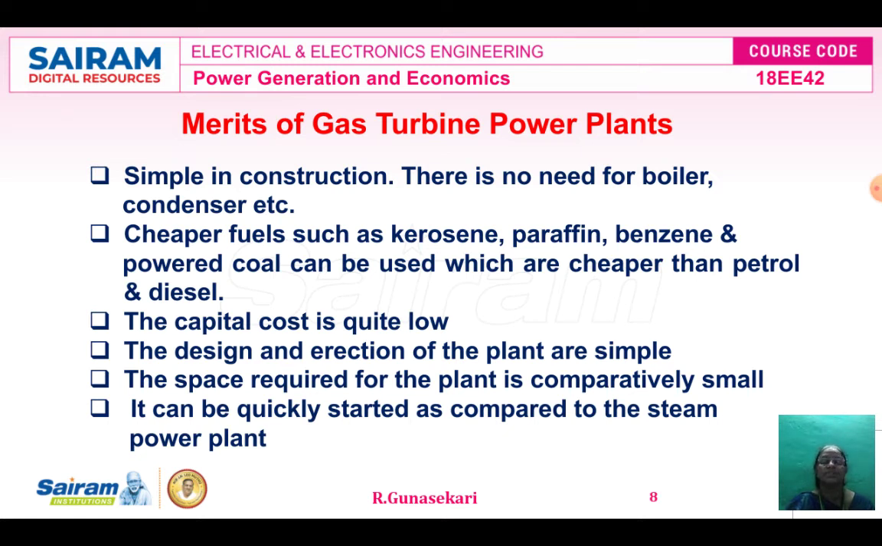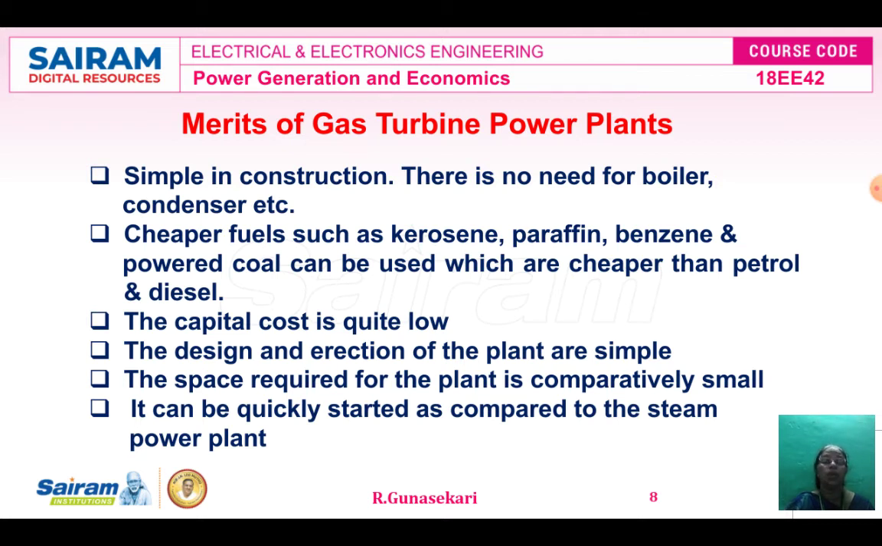Cheaper fuels such as kerosene, paraffin, benzene and powdered coal can be used as fuel in the gas turbine power plant for generation of electricity, which are cheaper than petrol and diesel. The capital cost is quite low, because fuel cost is less. The design and the erection of the power plant are very simple.